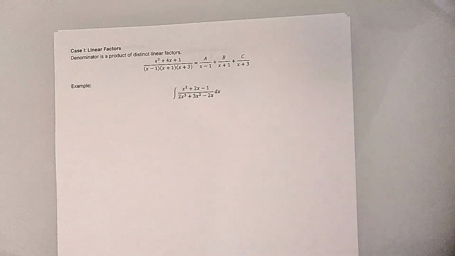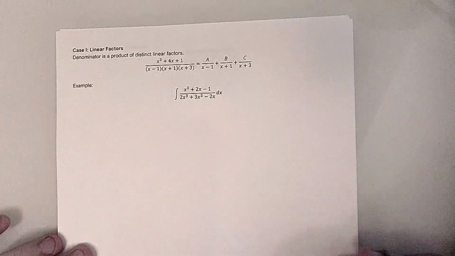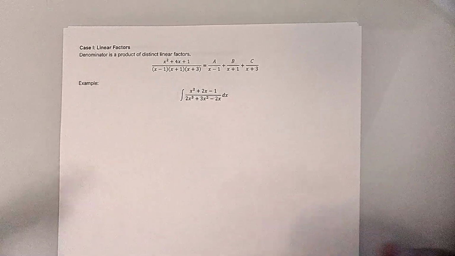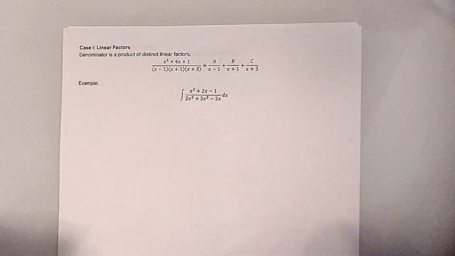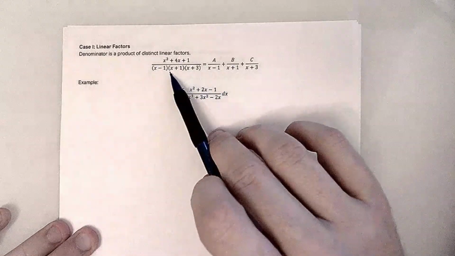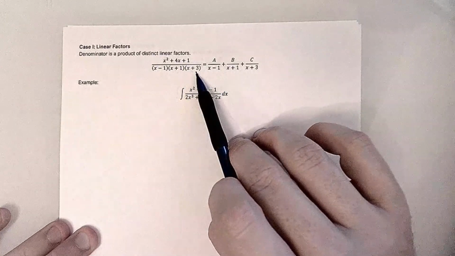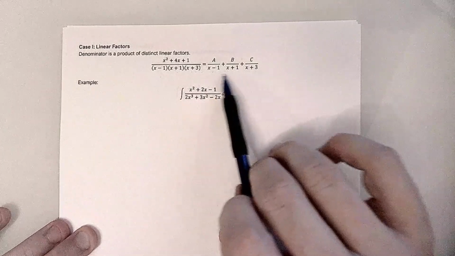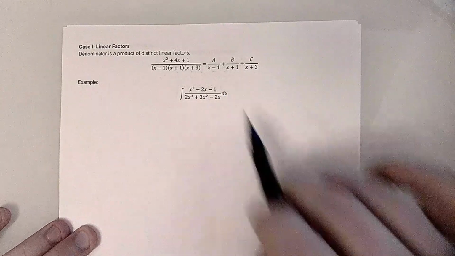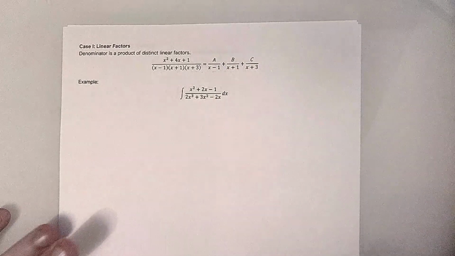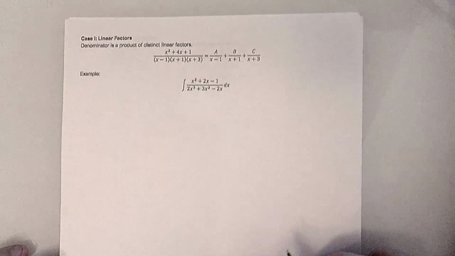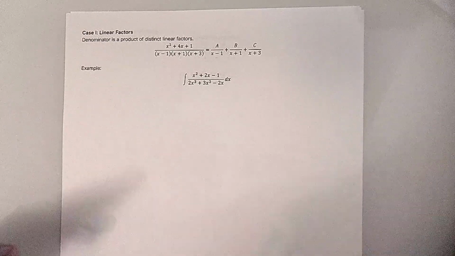So in our first example, we have just linear factors. They're not repeated. The denominator is a product of linear factors. So if we notice, we have these linear factors lined up here. And here they are as they're decomposed into their partial fractions. And we use A, B, and C, and that's what we're going to determine in each case. So let's look at an example.